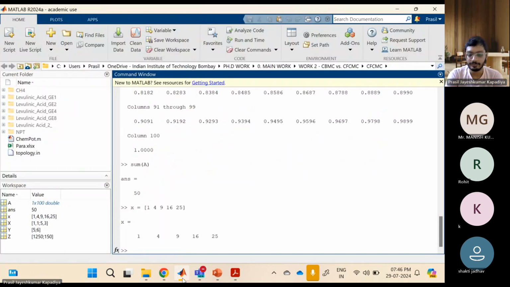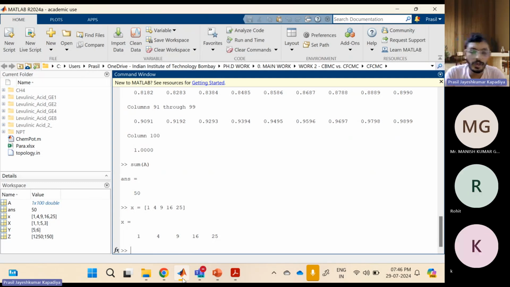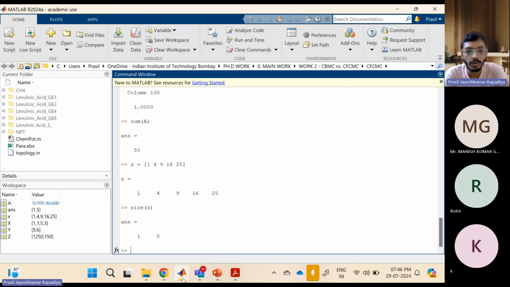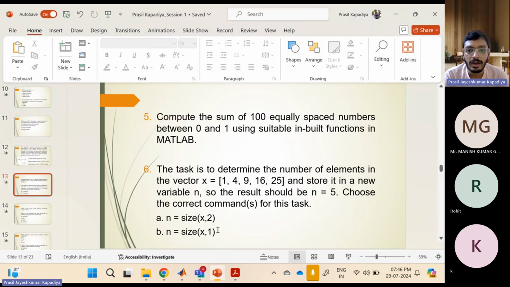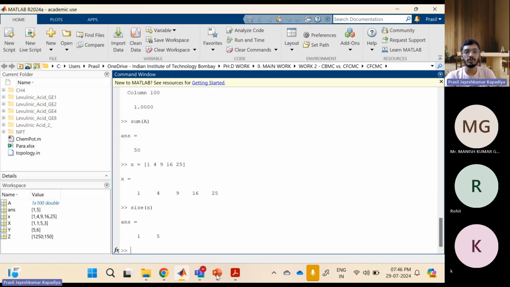Anyone? What is the size of this matrix? 1 into 5. One row, 5 columns. If I want to find the size, I will write size of X. So I got 1 comma 5. But what they have told is that the answer needs to be equal to 5. So how can I get the answer to be equal to 5? I will write size of X comma 2, the second dimension, so that will give me 5.